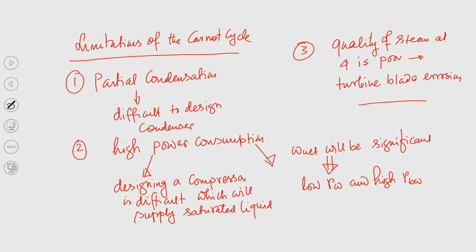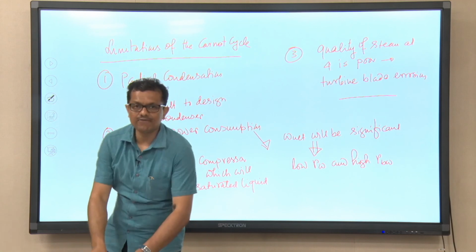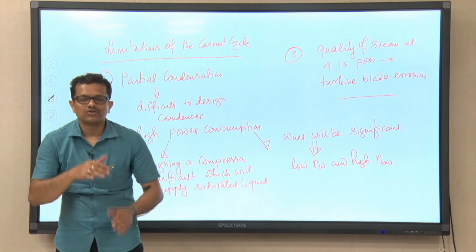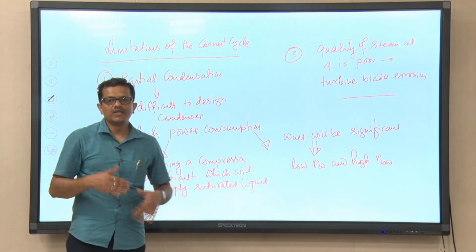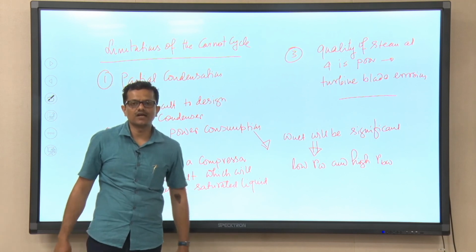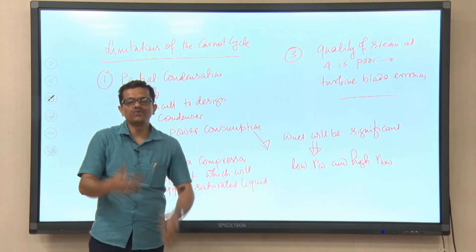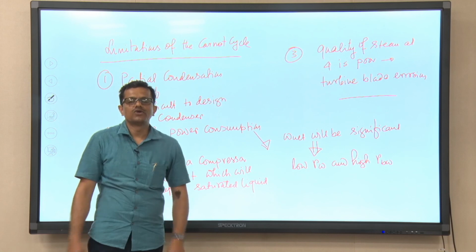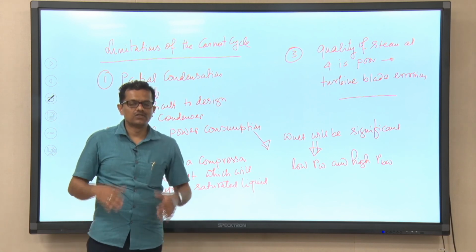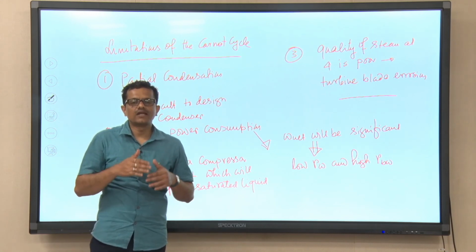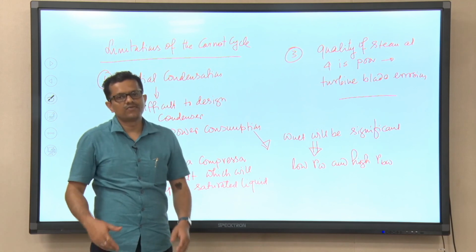So these are the different drawbacks we have identified, and to overcome them we need a modification of the Carnot cycle, and eventually we need to go to the actual cycle. Those actual cycles we shall discuss one by one from the next class onward.